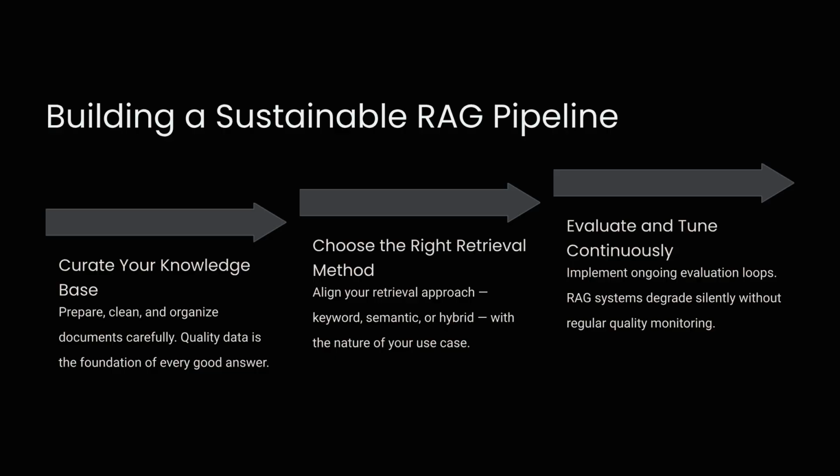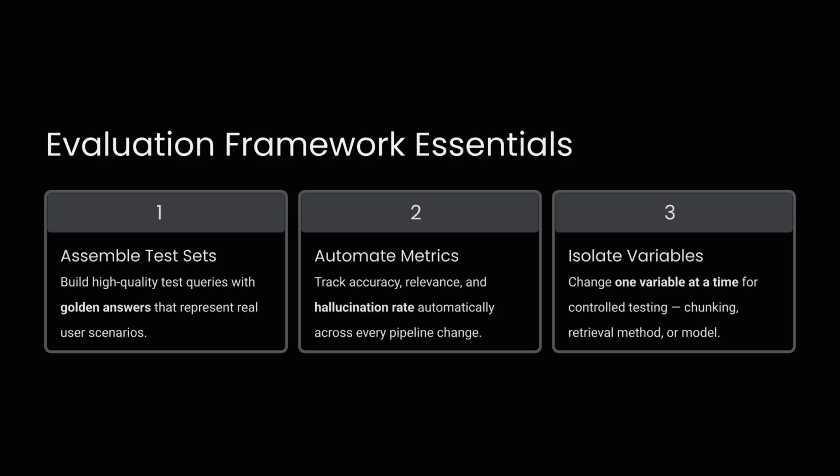To build a sustainable RAG pipeline, curate your knowledge base with quality data. Choose the right retrieval method, whether keyword, semantic, or hybrid. Crucially, evaluate and tune the system continuously, as RAG quality degrades silently without monitoring. An essential evaluation framework involves 3 steps: assembling high-quality test queries, automating metrics for accuracy and hallucination rate, and isolating variables for controlled testing of components like chunking or retrieval methods.